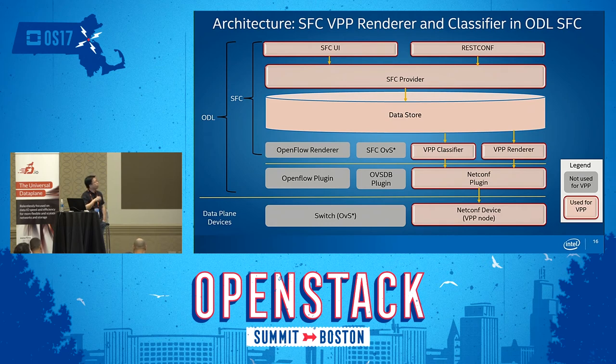You can use the SFC GUI or RESTCONF to invoke the northbound API provided by the service function provider. Once those APIs are invoked, the configuration data will be stored in the data store. The two listeners, VPP classifier and VPP renderer, which we added to ODL SFC, are notified once there is a data update in the data store. Those two will invoke the NETCONF southbound plugin to configure VPP-based network devices.